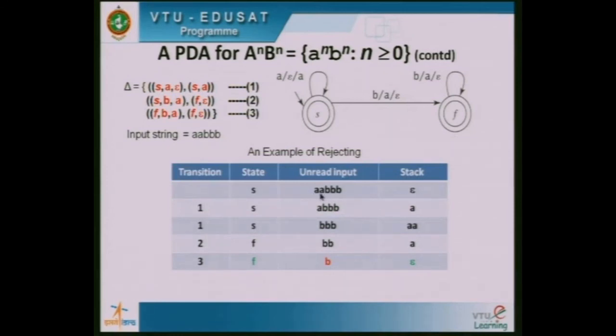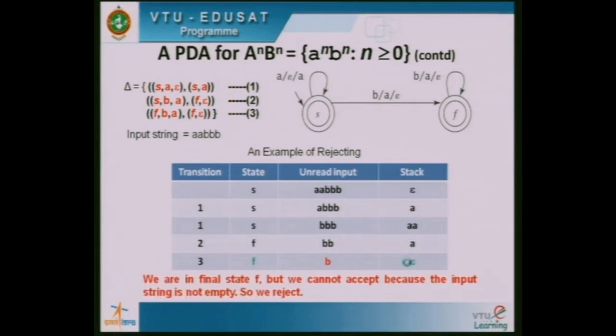So in the same way we have an example for a rejected string, wherein you have 2 A's and 3 B's. 2 A's are pushed, and when I come across 2 B's, these 2 A's are popped, and at last I am left with one input symbol B, but the stack is empty and we have reached the final state, but still this string is not accepted because the condition is that input must be empty and stack must be empty.